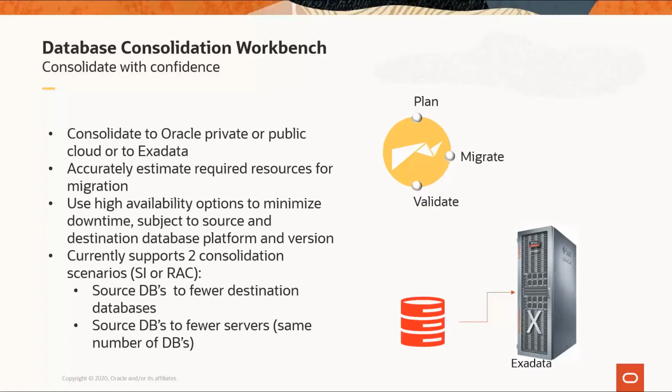It makes use of high availability options to minimize downtime. This is, of course, subject to source and destination database platform and version. And currently, Database Consolidation Workbench supports two consolidation scenarios. These consolidation scenarios either work for single instance or for RAC databases. The first scenario involves having the source databases consolidated into fewer destination databases. The second scenario means that all the source databases are going to be consolidated into fewer servers. At the end, you get the same number of databases.